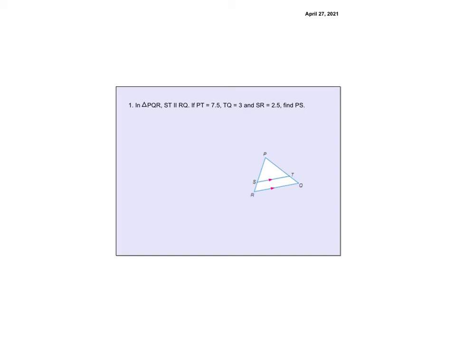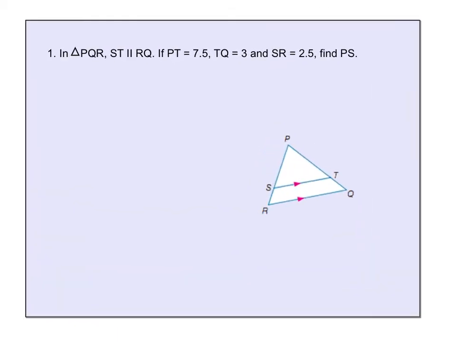So let's look at what I've got. I've got my triangle PQR, and ST is parallel to RQ, which they've labeled for us. PT is 7.5. TQ is 3. SR is 2.5. Figure out PS. We'll put Y in there because we don't know what that is. Now, because these two are parallel, I can say Y over 2.5 is going to be equal to 7.5 over 3.